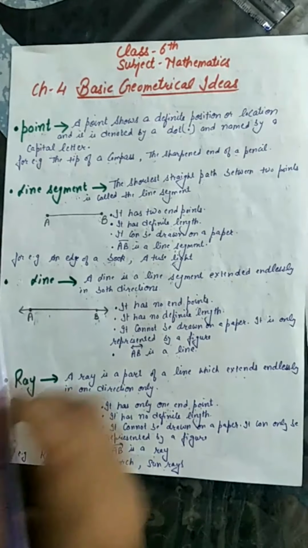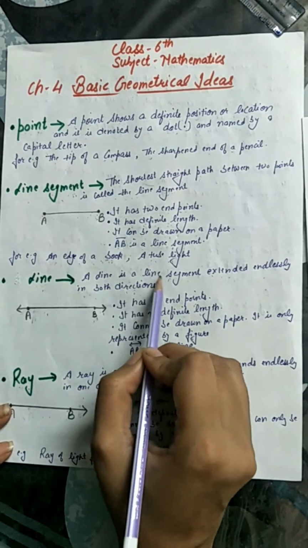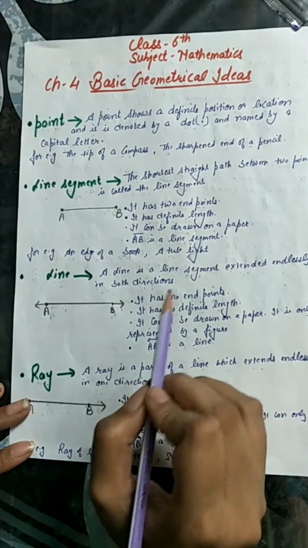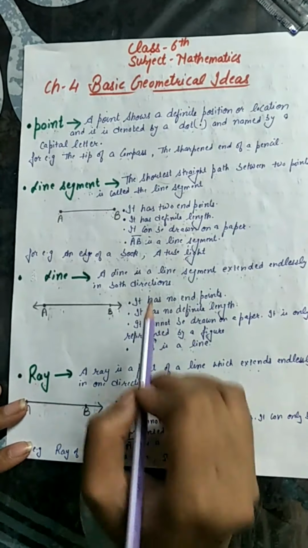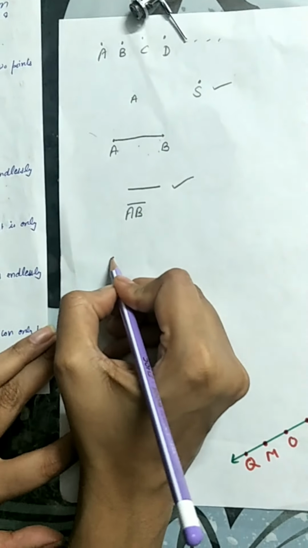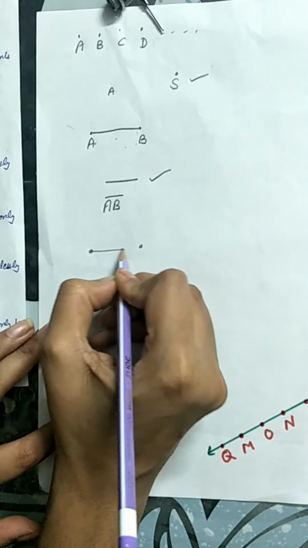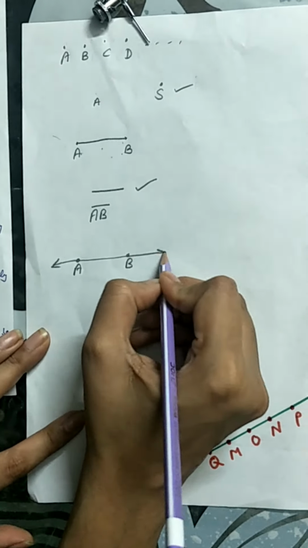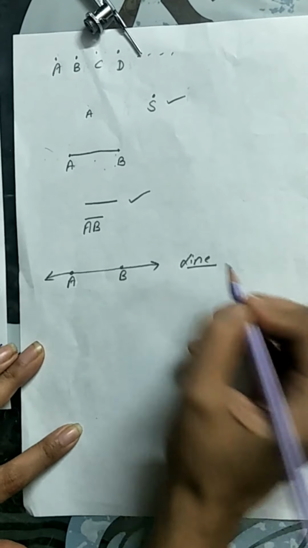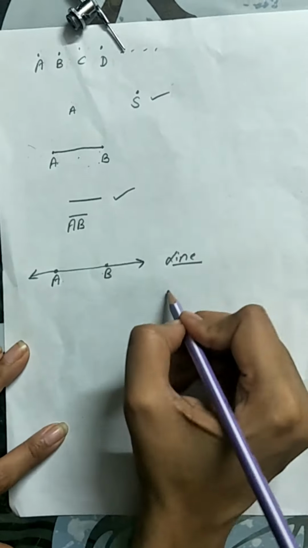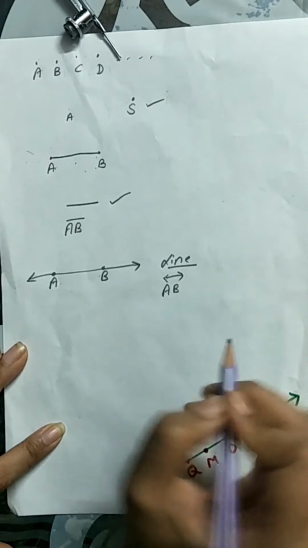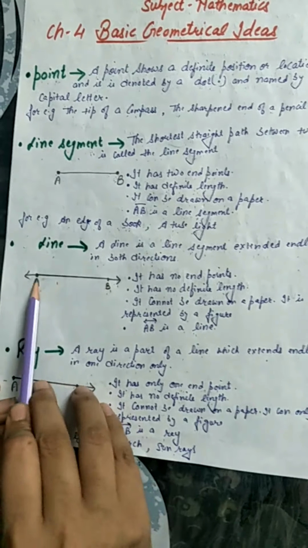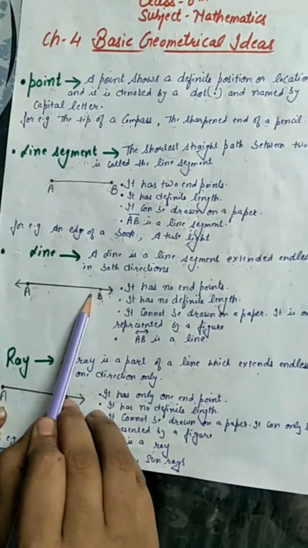Now let's move on to line. What is a line? A line is a line segment extended endlessly in both directions. A line segment extended endlessly on both sides is called a line. Let's see here. If I take line segment AB and extend it on both sides, we get a line. So this is a representation of a line. It has no endpoints. You can see it has no endpoint because we can extend it on both sides.